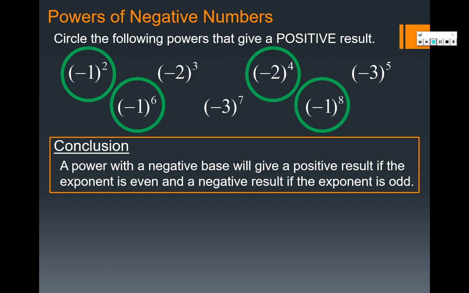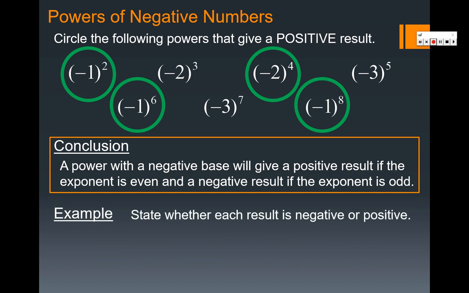A power with a negative base will give a positive result if the exponent is even and a negative result if the exponent is odd. I think that sentence is too long. It could have been done a lot shorter. You could have said: negative base, even, positive, odd, negative. If that's all you write down for your note, maybe that's better, because when you go back and look at it, you'll think, oh, that's easy to understand. So here are some examples very quickly.